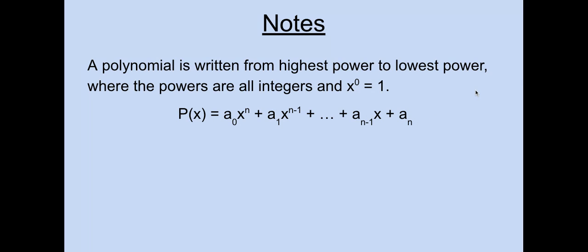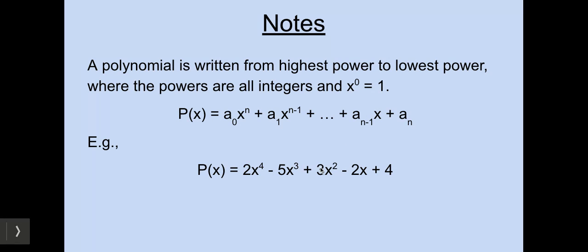And this is the same thing as something like 2 times x to the fourth, minus 5 times x to the third, plus 3 times x squared, minus 2 times x to the first, and then just a constant. All the powers are integers. That's a polynomial, and we're going to use a lot of polynomials for this particular video.